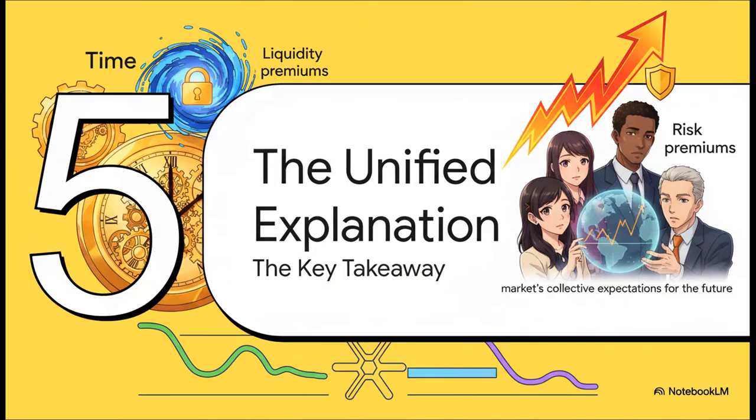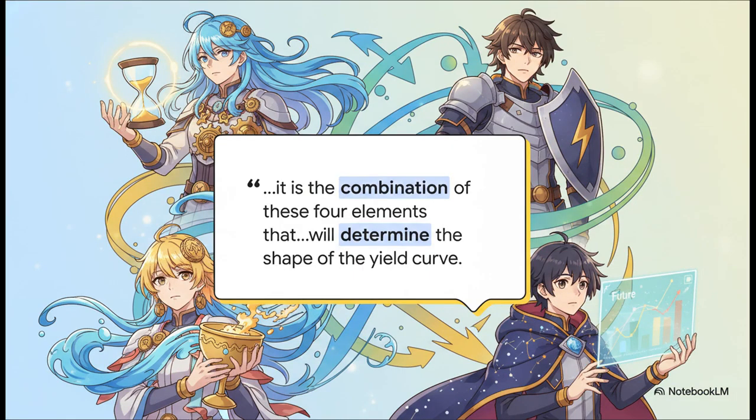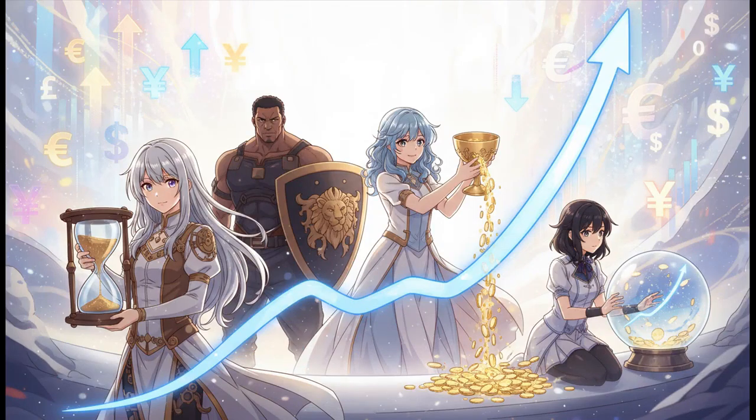Okay, so we've gone through all of that. What's the one big key takeaway from all of this? And this is it, right here. This is the unified theory. It's not about one single theory being right and the others being wrong. The real answer is that it's the constant, dynamic push and pull between all four of those forces: time, risk, liquidity, and expectations, that gives the curve its shape. And that's the real power here.